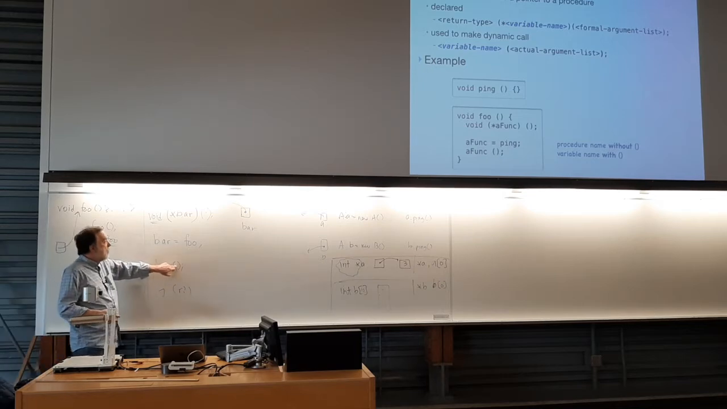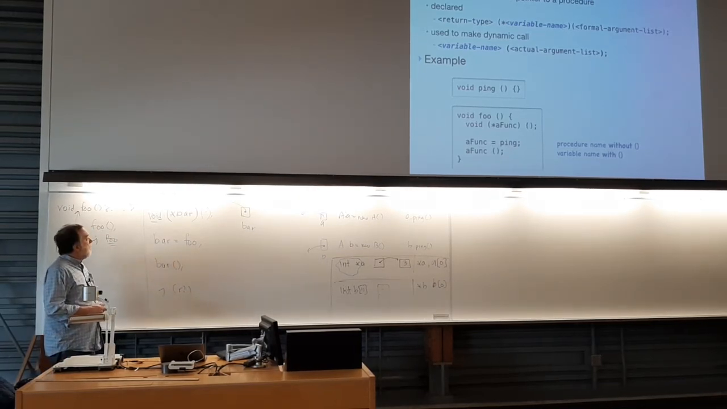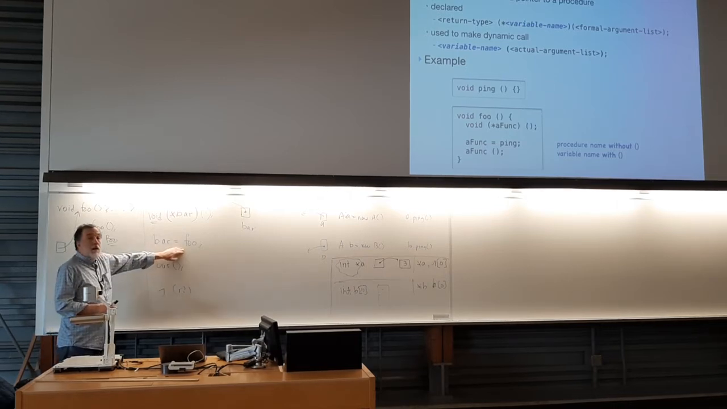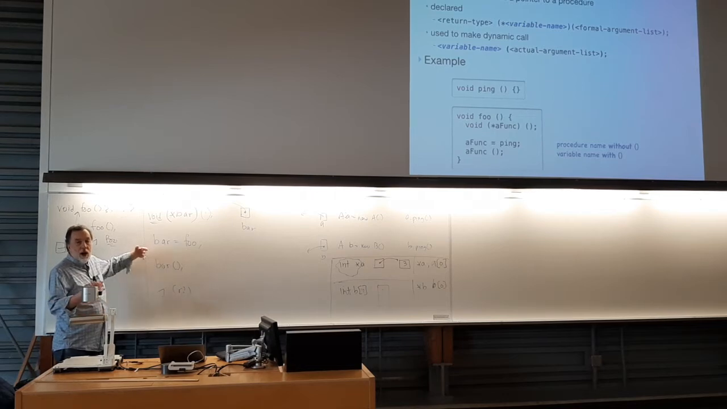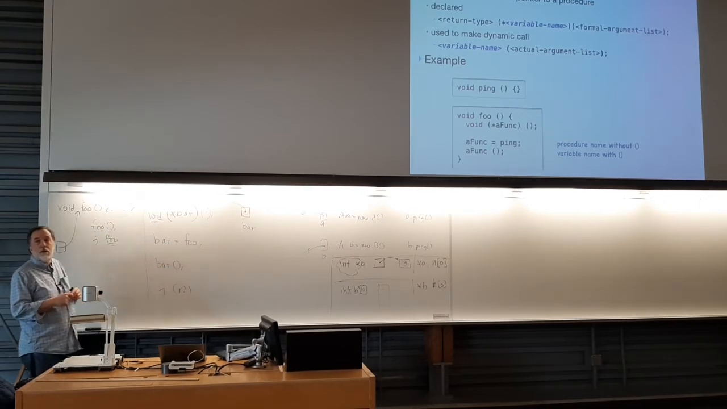If this procedure has parameters, they would be listed here. If it returns something, you put that on the left-hand side. The assignment is just the variable name without the parentheses, which gives you access to its value rather than dereferencing it, just like other pointers. And this has to be pointed to code, it can't be pointed to data. The only thing that's weird is the syntax.